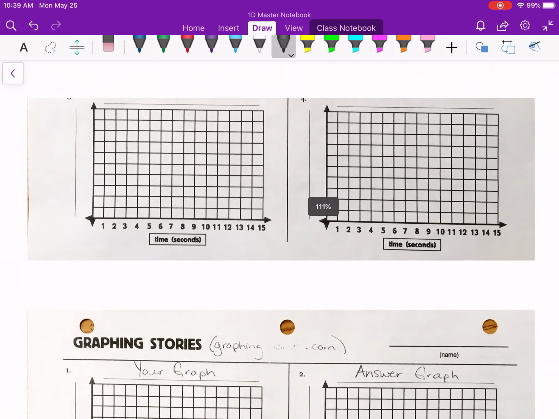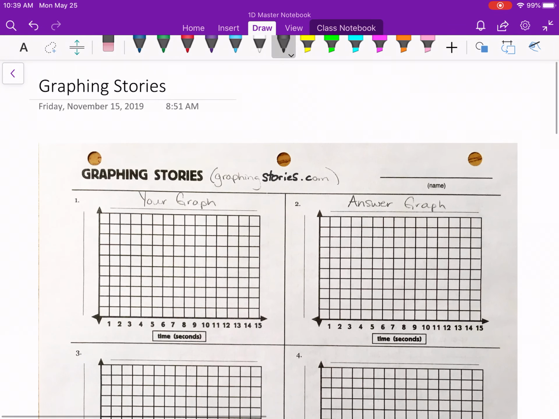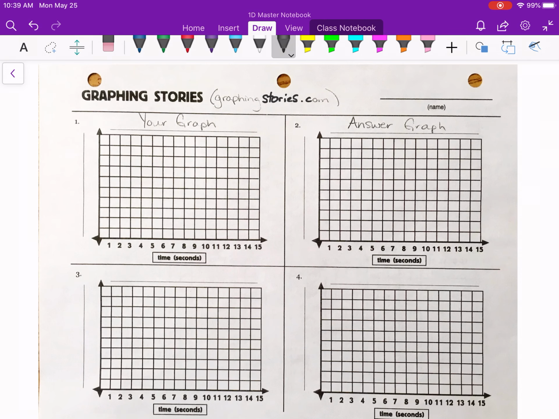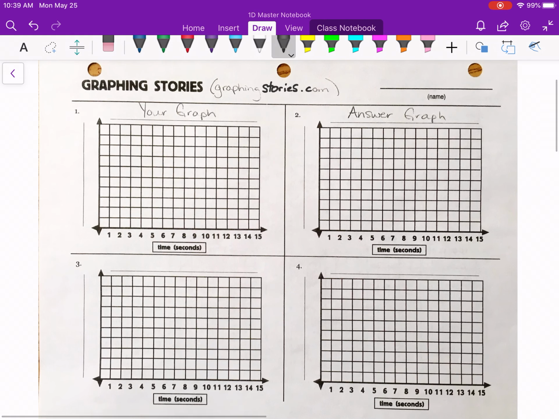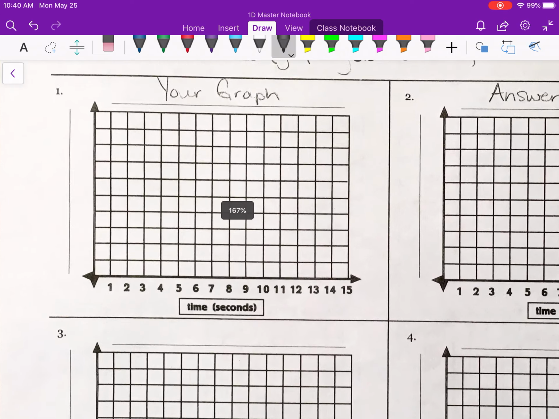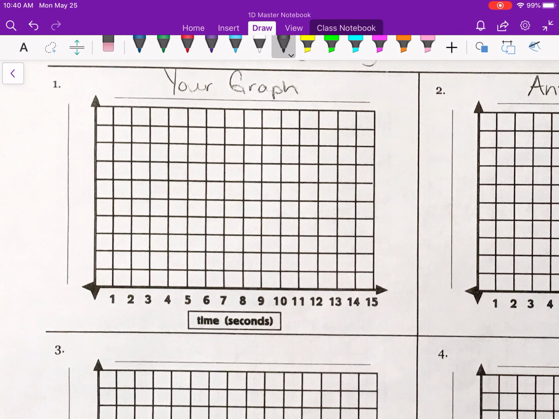As you can see, what I've got up here is just, again, something that we use in class normally, but it's just a grid where you could watch graphingstories.com. They tell a little story, and then you're supposed to draw a graph to represent it. So rather than do that, I'm just going to make one up just to explain the concept to you.